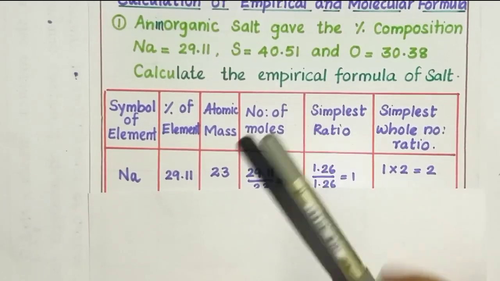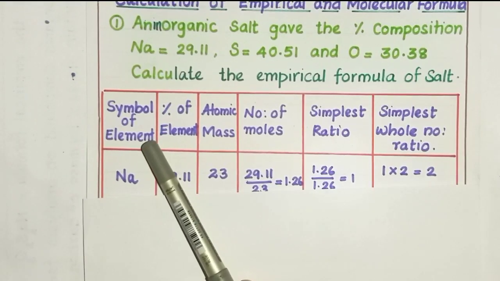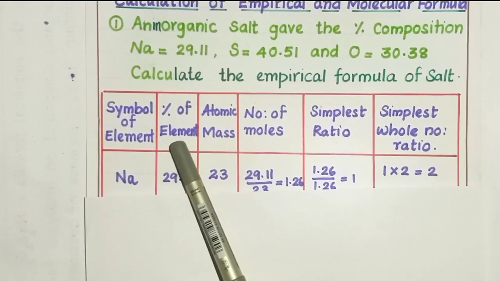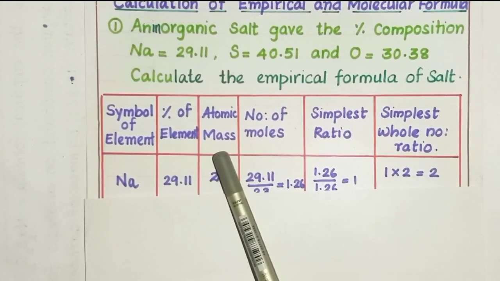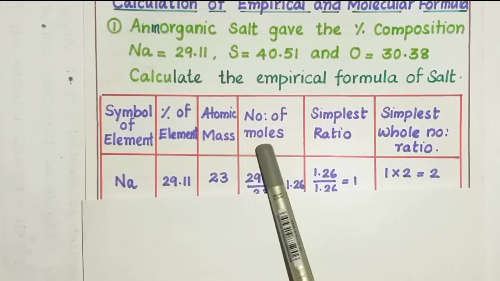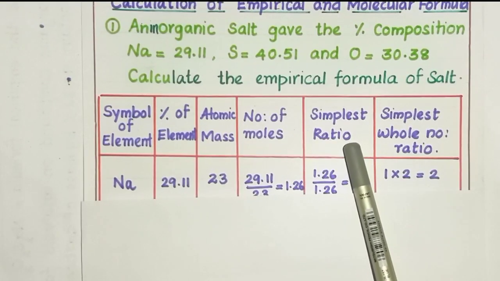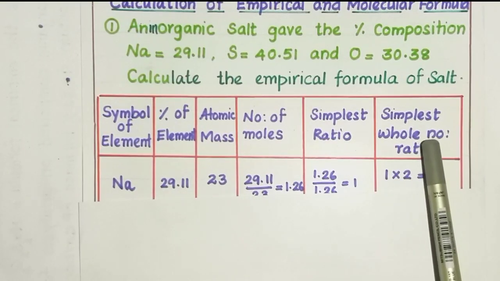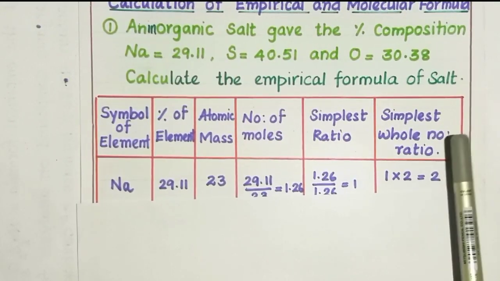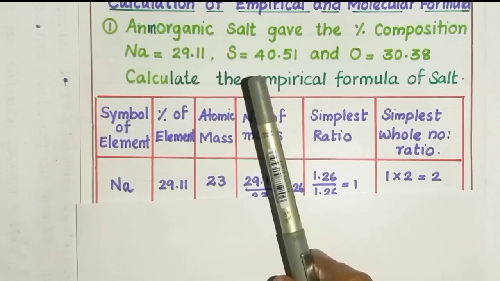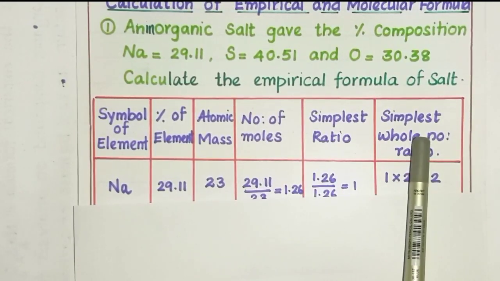First column consists of symbol of element. The second one, percentage of element. Third one, atomic mass. Fourth one, number of moles. Fifth one, simplest ratio. The last one, simplest whole number ratio. So, in any problem, these 6 columns are similar.